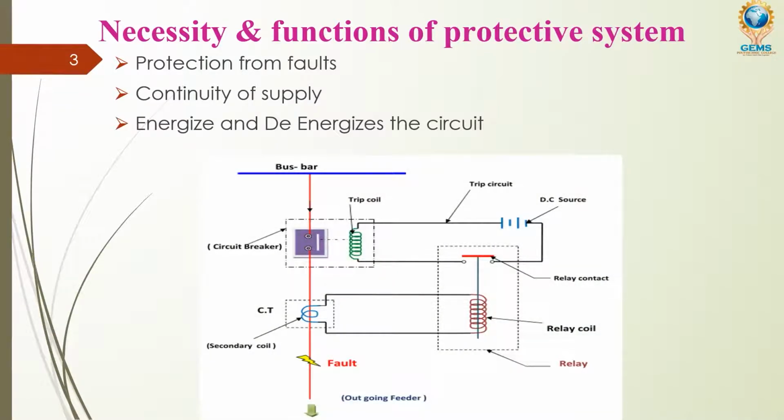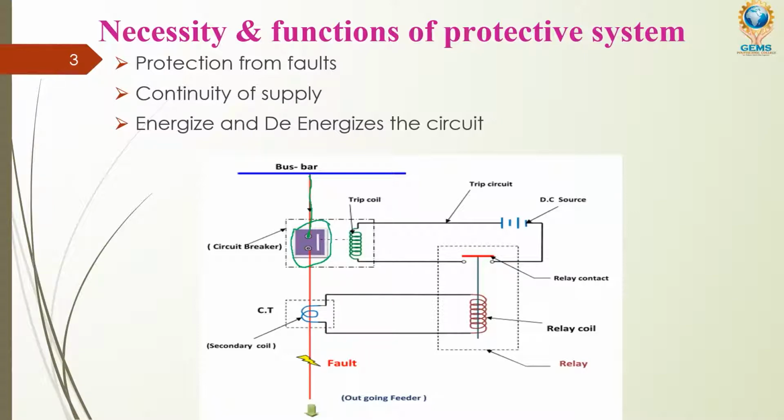Here you can see, this is one bus bar. Bus bar means it is a transmission line. From here we are sending supply. Here you can see this is the supply we are sending. So here we kept one circuit breaker. This is the circuit breaker.